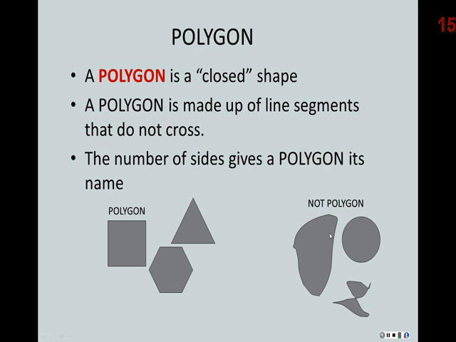Now, these are not polygons. A circle is not a polygon because does it have a straight line? No, it does not. Circles are made with arcs. So each piece of a circle is an arc. There are no straight lines in a circle. That's why it's not a polygon. These shapes, even though they're closed, are not polygons because they're not straight lines.